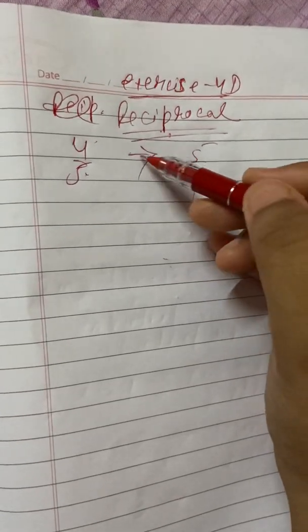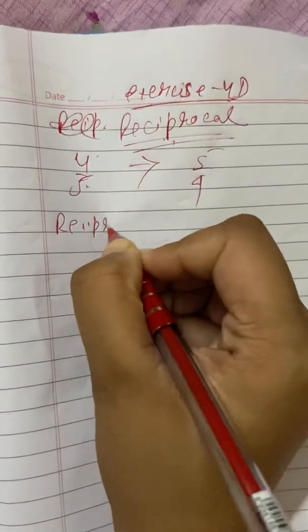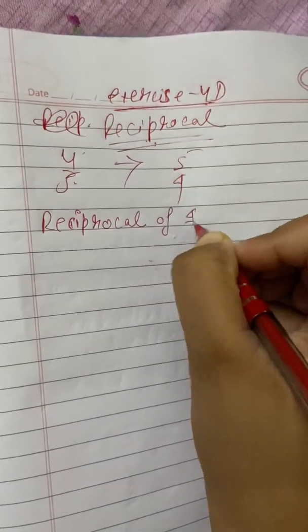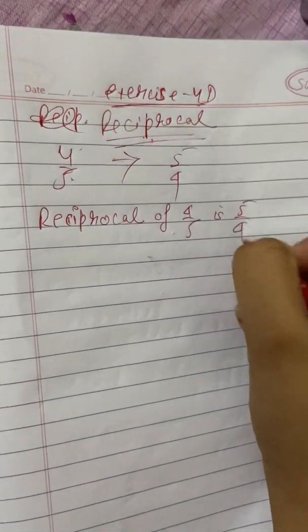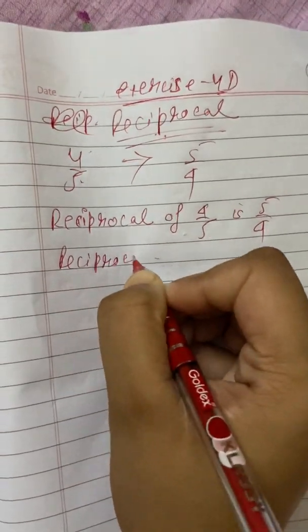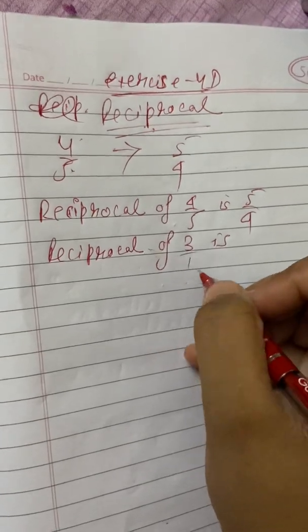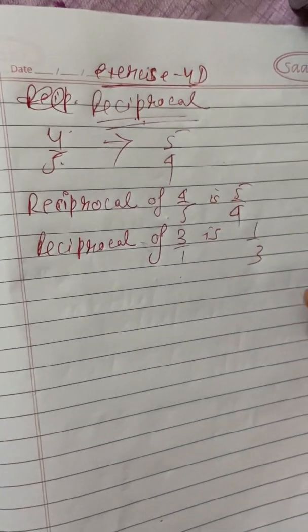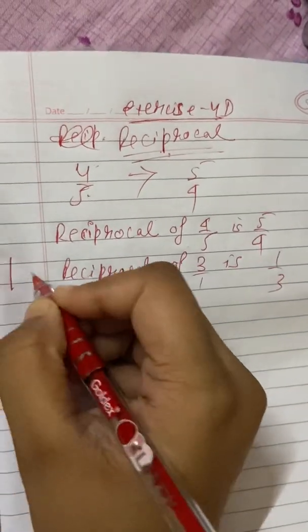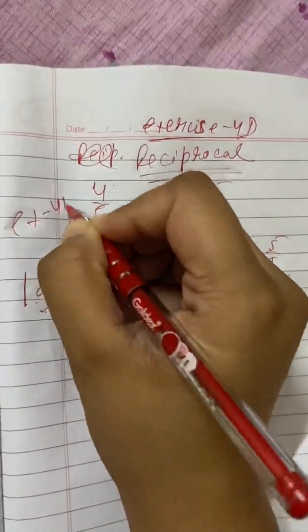See, I am not giving the equals to sign. I will write the statement like this: reciprocal of 4 by 5 is 5 by 4. Similarly, reciprocal of 3 is, this is 3 by 1, so this will become 1 by 3. You just have to reverse the number. This is what reciprocal is. So this is the first question, 1A from exercise 4D.